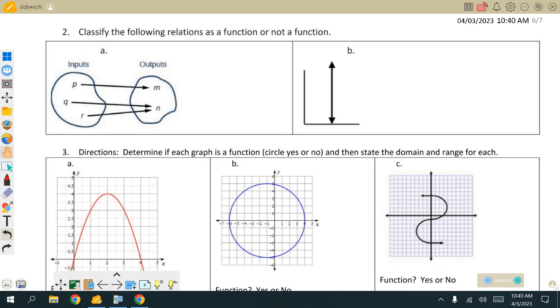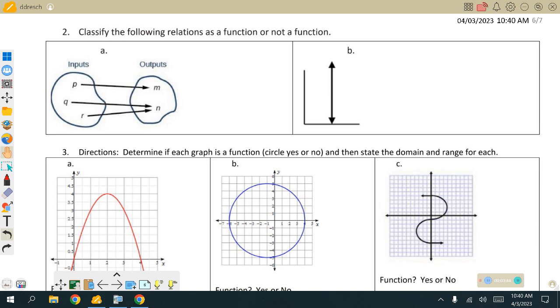So on number 2, letter A here, with this mapping diagram, don't overthink this. Would you think that letter A would be considered a function? Yes or no? I would say that's a function. So we look at those inputs. Now we've got arrows coming out of those inputs, going to some specific outputs. But on each of those inputs there's only a single arrow coming out of each one going to a specific output. And on letter A, we would consider that to be a function there.